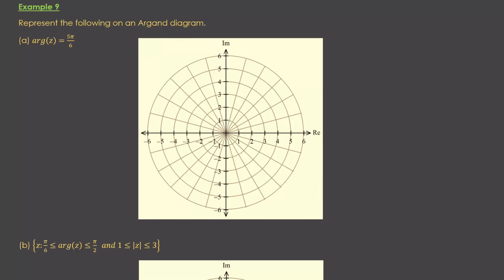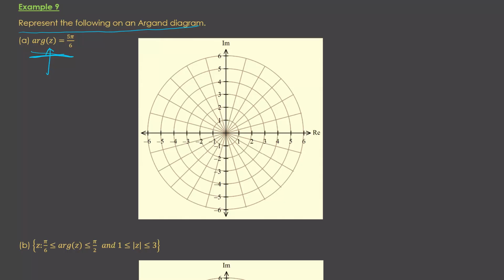In this example, we're going to introduce another very common locus. So we want to represent the following on an Argand diagram, and we haven't seen anything like this before: arg z equals 5 pi by 6. However, we do know what the argument of a complex number is. So what we want is the set of points such that z has an argument of 5 pi by 6.